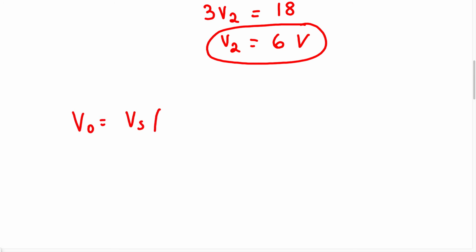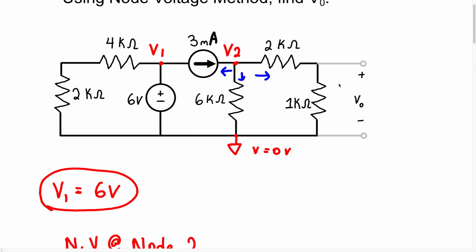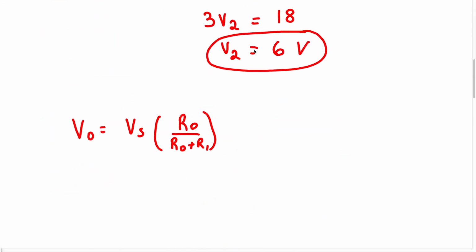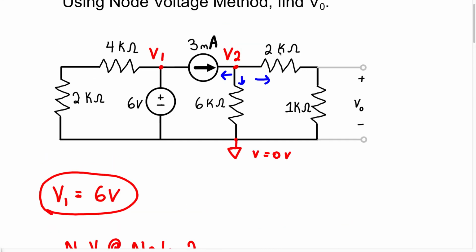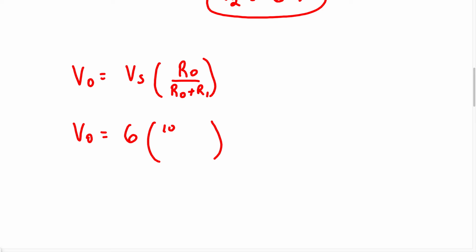So we're going to have V0 equals Vs multiplied by R0 over R0 plus R1. We know Vs is going to be the voltage source. In this case, it's going to be V2, which is the voltage at node 2. So we know that is going to be 6 volts. So we have VO equals 6 multiplied by the resistor R0, which is going to be this 1K resistor, and R1 is going to be this 2K resistor. So we're going to have 1,000 over 1,000 plus 2,000. So when we simplify this, we're going to get VO equals 6 multiplied by 1 over 3.